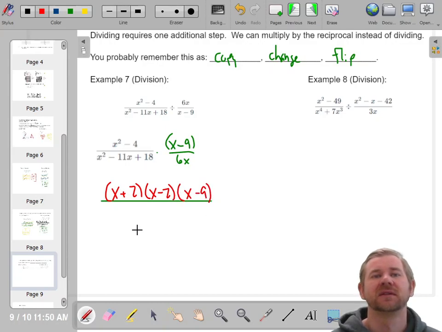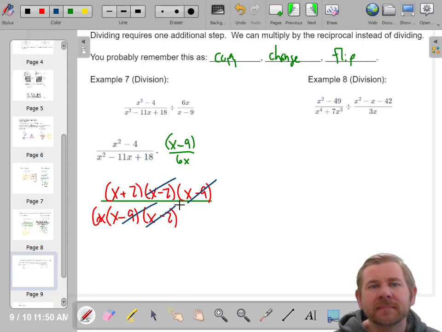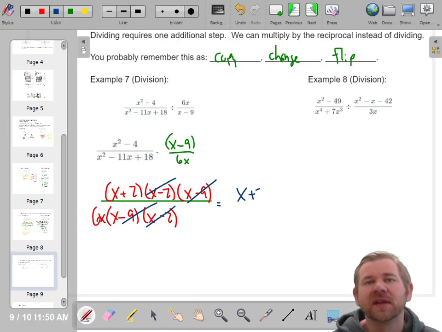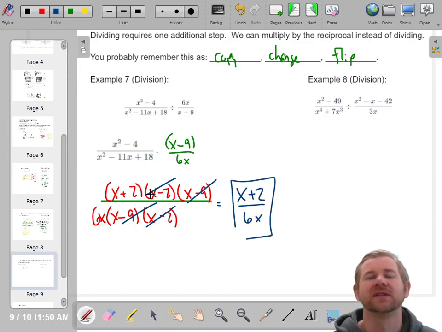not going to change. What multiplies to 18 and adds to negative 11? x minus 9, x minus 2. And then I have a 6x, which, again, it's usually better to put it out front. It doesn't really matter, but to be consistent. Anything go away? Yeah. x plus 2 over 6x.